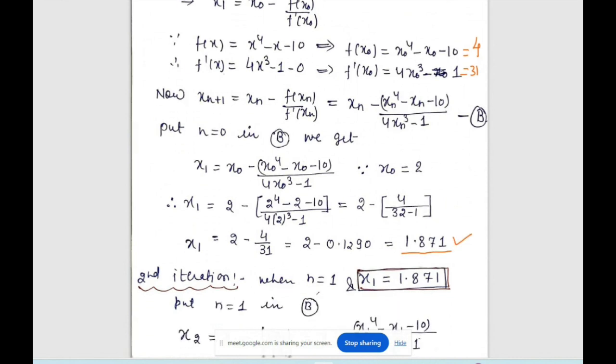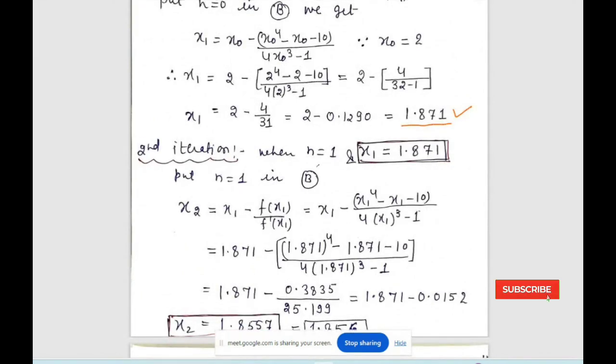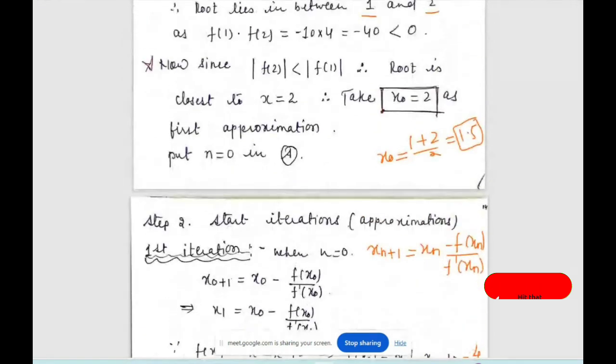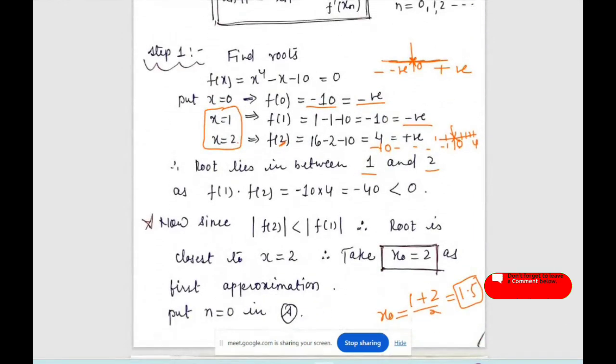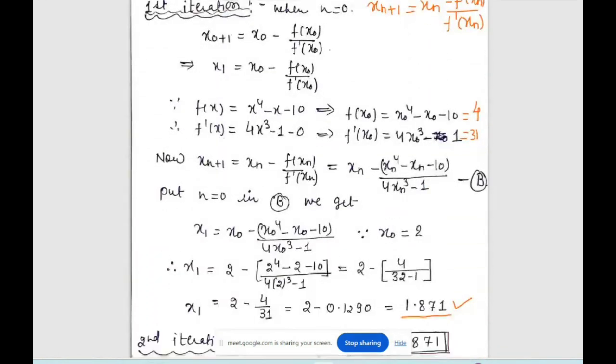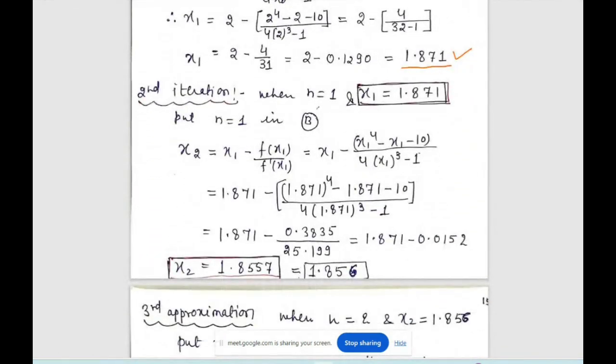Okay. Now, this value will be used in the second iteration, because it is required in the second iteration here. Now, just put n equals 1 so that you will get x2 in your NR formula. So if you are putting n equals 1, you will get x2 equals x1 minus f of x1 upon f dash x1.